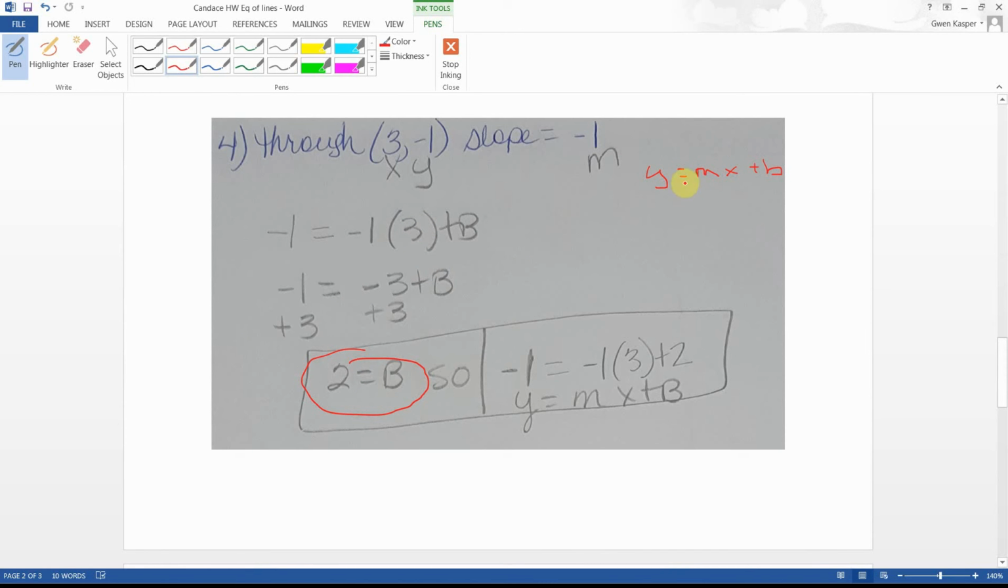Now you need to go back to this equation, y equals, and in place of m, you're going to put your slope, times x plus b, which was 2. So you have an equation that still has x and y in it, and you replaced your slope and your y-intercept. You could simplify that, negative x plus 2.